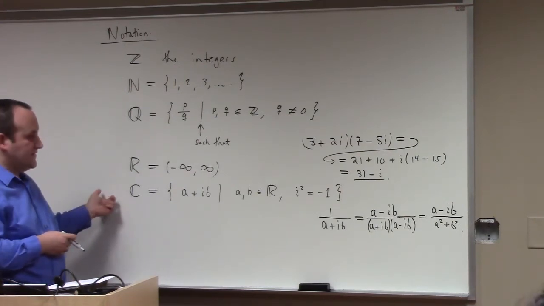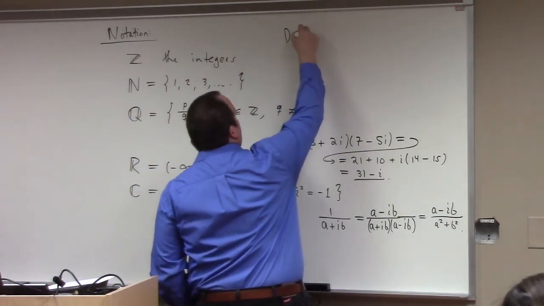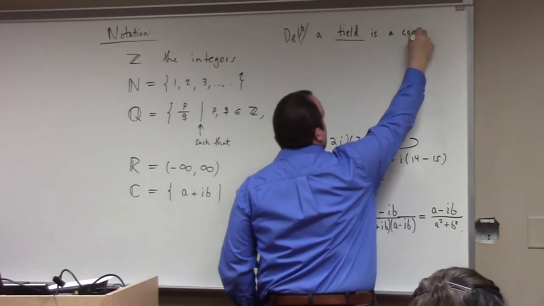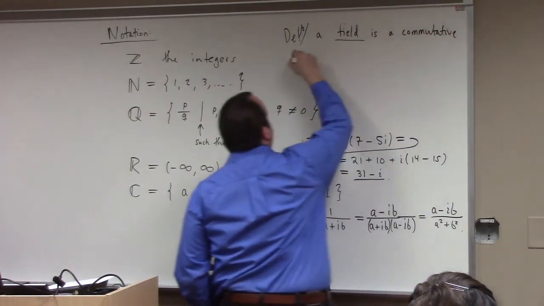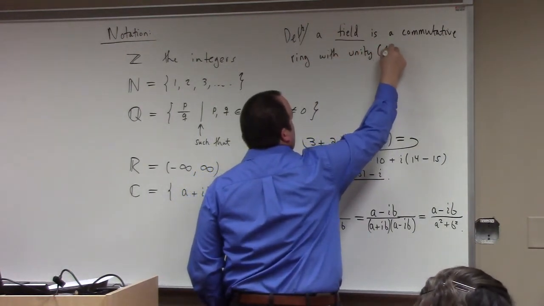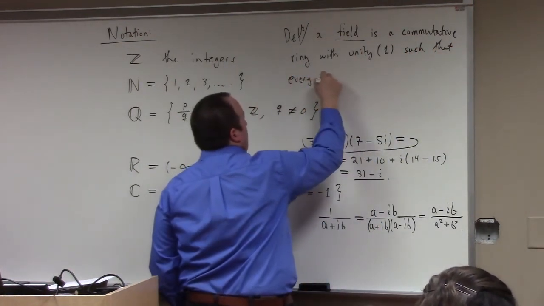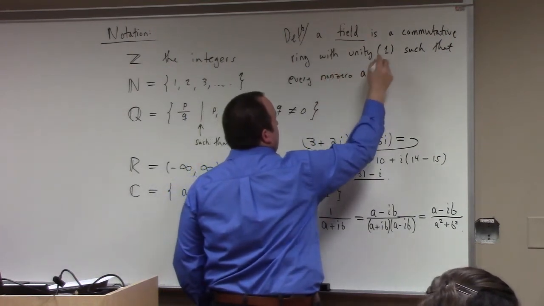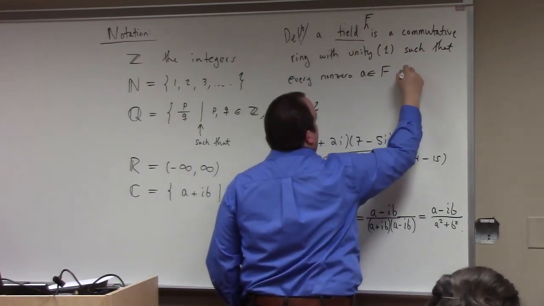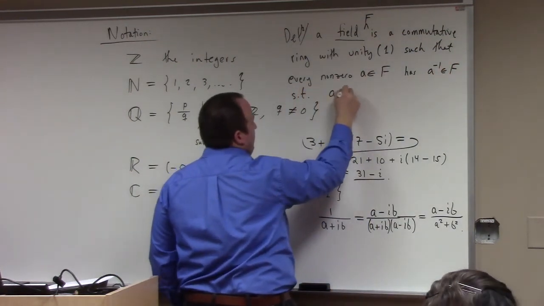That means that the complex number system is what's called a field. A field is a commutative ring with unity, which we usually denote by 1, such that every non-zero a in the field F has an inverse in F such that a times a inverse is equal to 1.